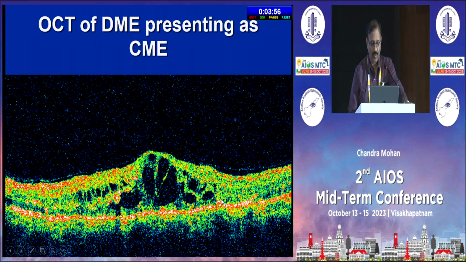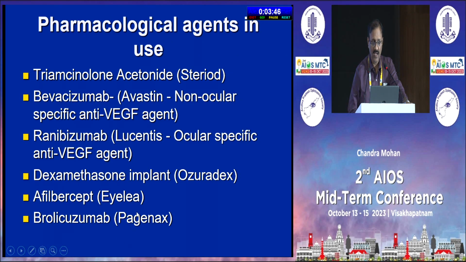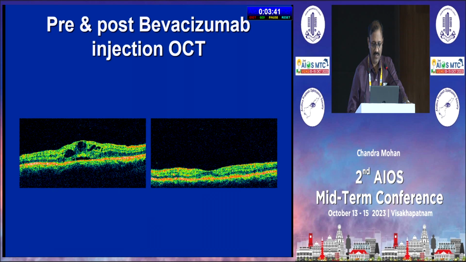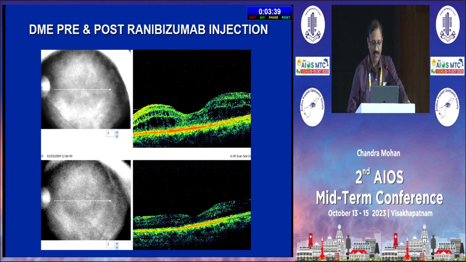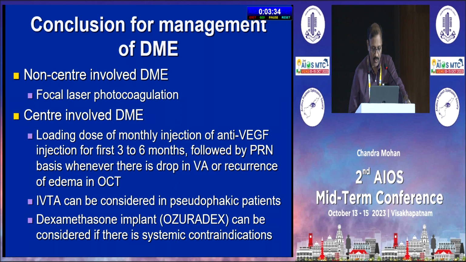This is center-involved macular edema, cystoid macular edema involving the center of the retina, and this is cystoid macular edema with a serous retinal detachment. If you have something like this, then we have a whole array of agents that are injected to treat it. All the agents work well, and you can see the flattening of the retina with all the agents that are available. I am not going into details of it. So in diabetic macular edema, if it is non-center-involved macular edema, focal laser; center-involved macular edema, treat with anti-VEGF or IVTA or dexamethasone steroid implant. This is the take home message.